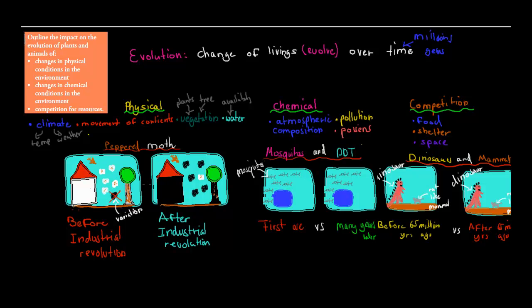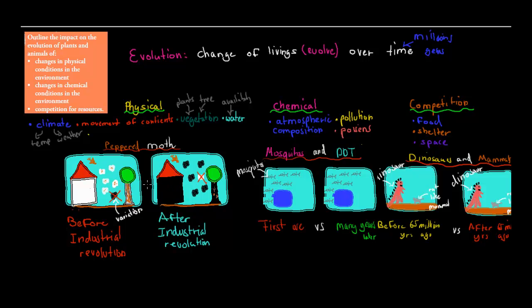Whereas after the Industrial Revolution, so many of the factories would produce coal, and that dust would land on plants and trees. Now you have everything covered. So now the black ones are easier to hide and camouflage, and the white ones are seen. So the white ones were the ones which were killed, and the black ones were the ones which survived.